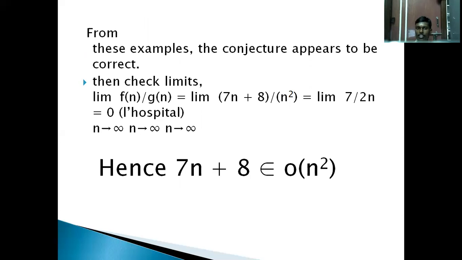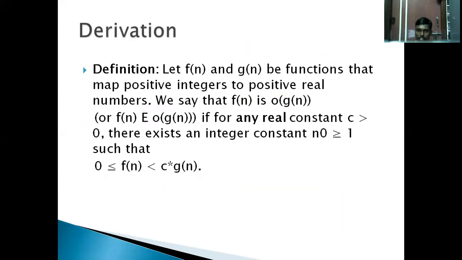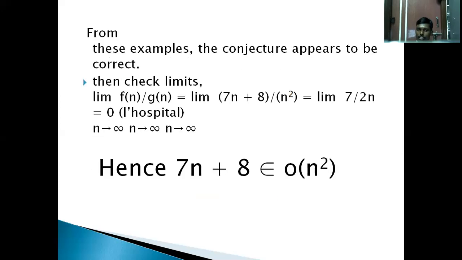Then check the limits. Limit of f of n by g of n is equal to limit of 7n plus 8 by n square, which is equal to limit of 7 by 2n, which is 0 by L'Hospital rule, as n extends to infinity. Hence, if the three conditions, c greater than 0, n naught greater than or equal to 1, and 0 less than or equal to f of n less than c times g of n, are satisfied, then we have to do the limit function.